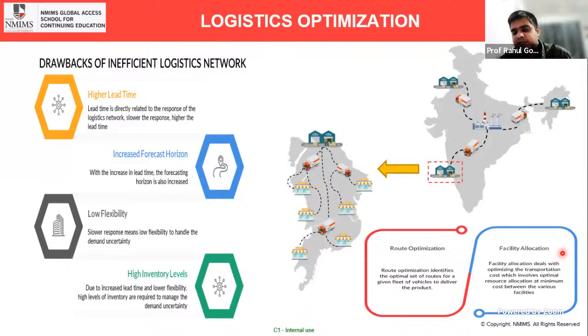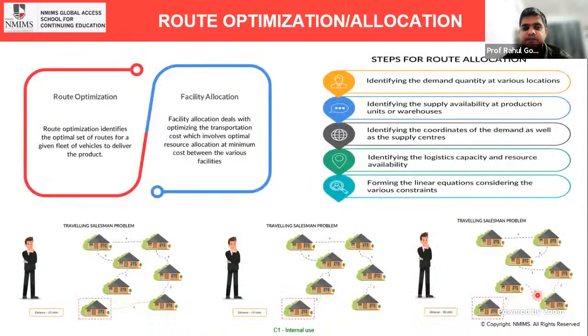The second is the facility location. Facility location answers the question of how much a particular supply center should service. So facility allocation deals with optimizing the transportation cost, which involves optimal resource allocation at minimum cost between the various facilities. Okay, so there's a very popular problem statement called the traveling salesman problem when we talk about logistics, distribution, and network.